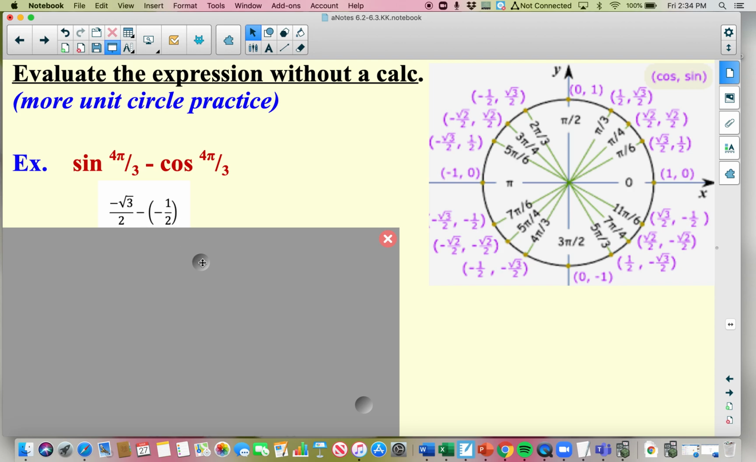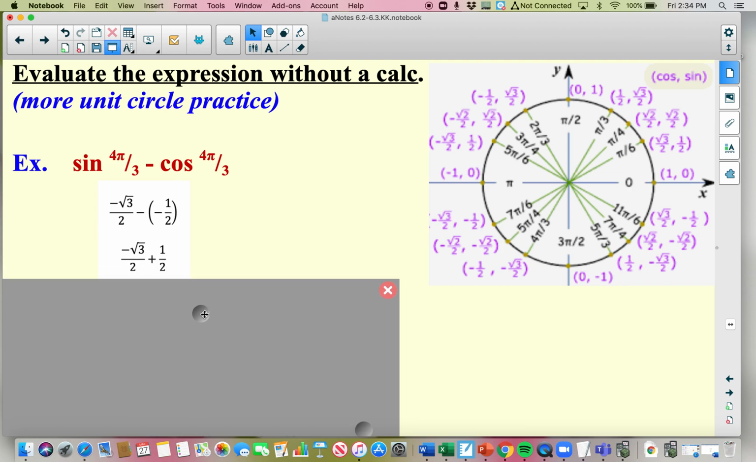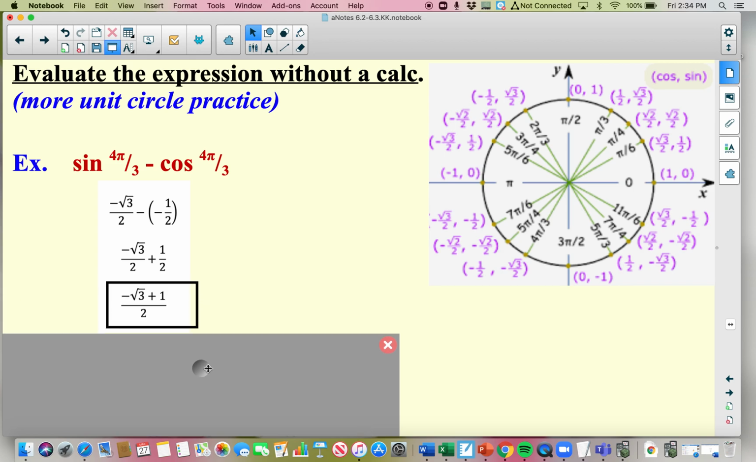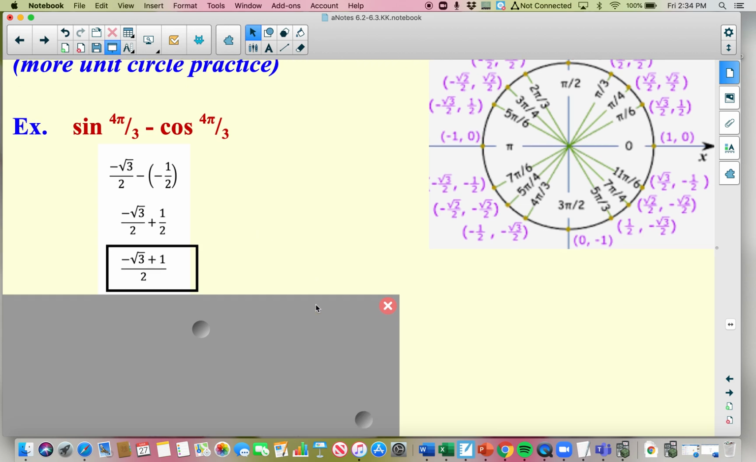And of course, subtracting a negative, you're really adding. So to simplify that, there's already a common denominator. So if you leave your answer in exact form, which will be what WebAssign will want from you, you can just write that as one fraction of -√3 plus 1 all over 2. And that's it. So again, really just a quick refresher on stuff that you're already familiar with.